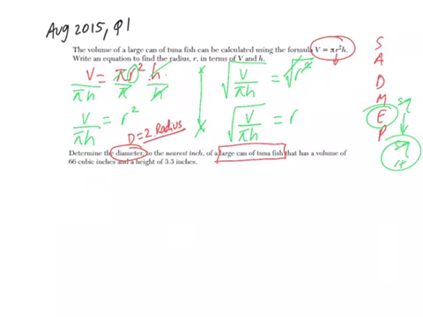for not only transporting but also for storing those things, whatever you're storing in it. So for them, it's extremely important. So now we know the volume is 66 cubic inches, and the height is 3.3. We're looking for the diameter.